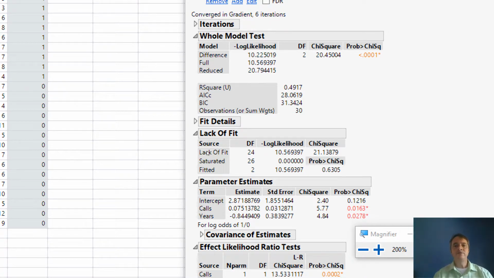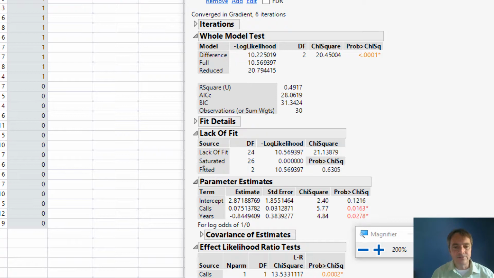Down here, these parameter estimates tell us something about the relationship between calls and years. The estimate here is positive, 0.07, and if I look over here, this tells me that it's significant. So we know that the number of calls contributes significantly to whether somebody is a 0 or a 1. And the number of years is also significant because this is less than 0.05. I'll notice that the calls coefficient is positive. Therefore, the number of calls that somebody makes has a positive relationship to their probability of being a 1. Remember, 1 means that they've left, so more calls means greater likelihood of quitting.